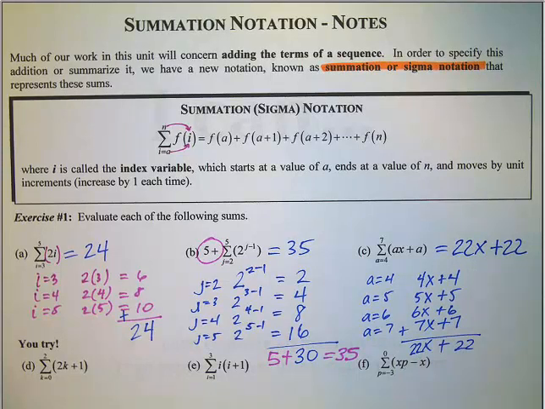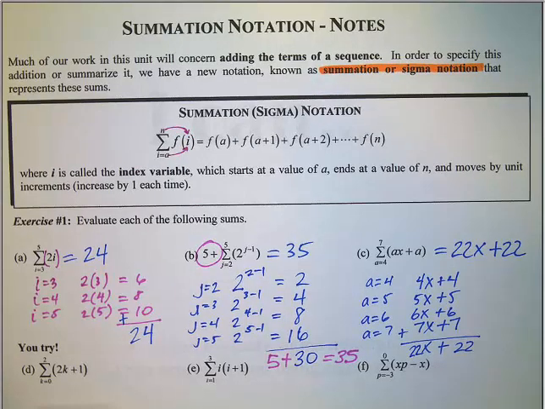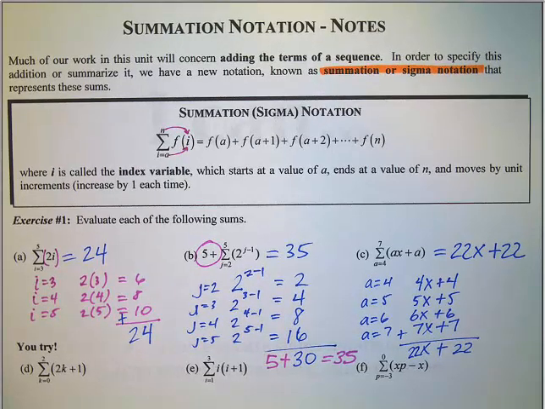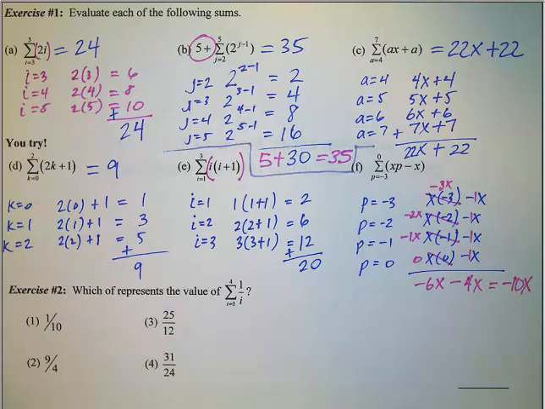All right, let's try a you try. So pause the video, and why don't you try letter D? There isn't an extra variable. Why don't you try the whole row? And then continue the video to check your answers. All right, here's the answers to the you tries.